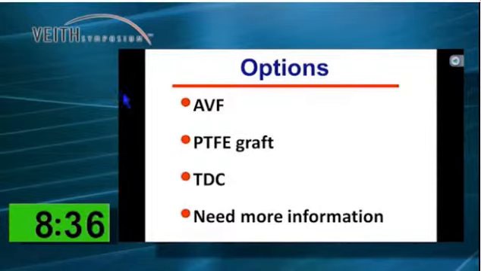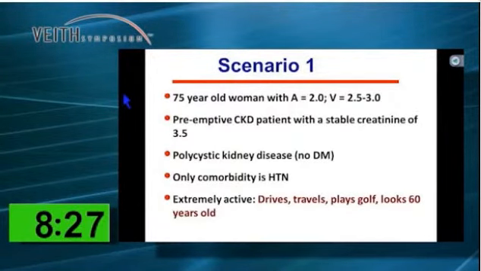And I think most of you in this room would agree that the right answer for this question is that we really do need more information. The reason we need more information is that this 75-year-old woman could go down a number of different scenarios. Let's suppose that she was a preemptive CKD patient, with plenty of time for the fistula to mature before she gets onto dialysis, and with minimal comorbidities. The correct answer for her individualization of vascular access is clearly an AV fistula.